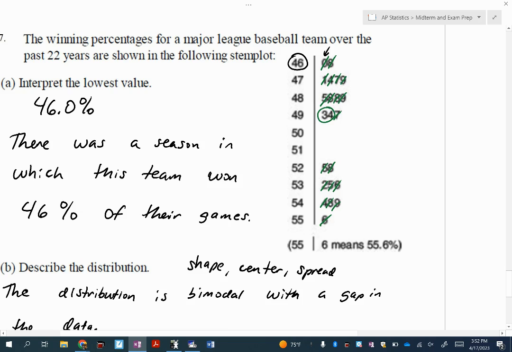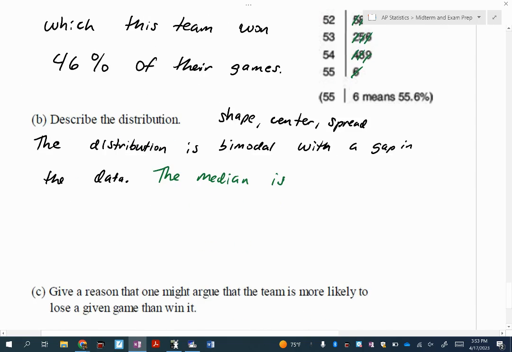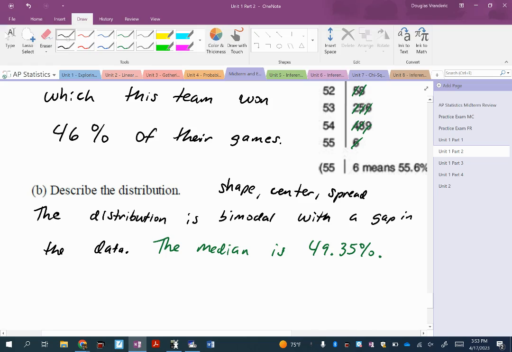Okay, so it's going to be between these two, 49.3% and 49.4%. So what's the average of that? 49.35%, right? So the median is 49.35%. Okay, now again, keep it simple here, guys, for the range.